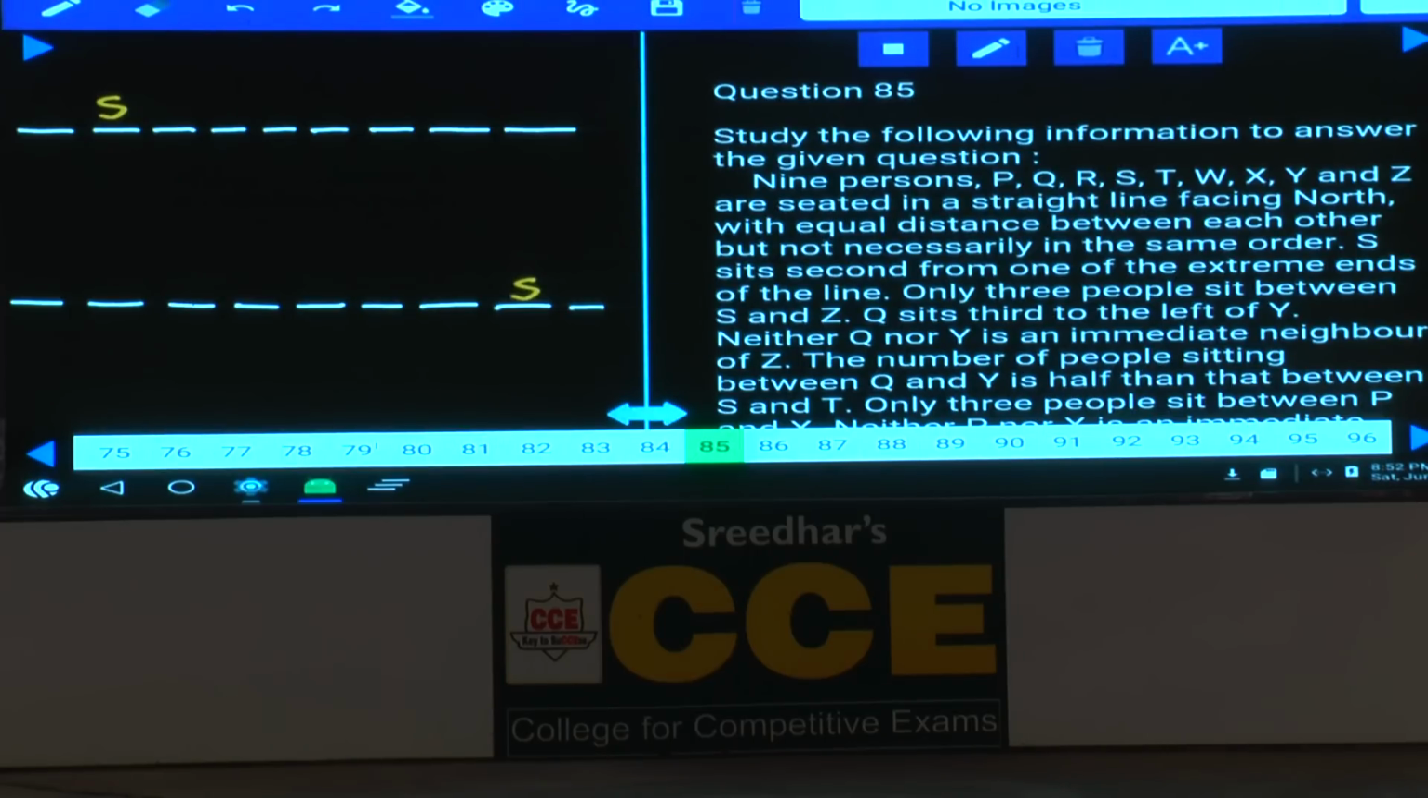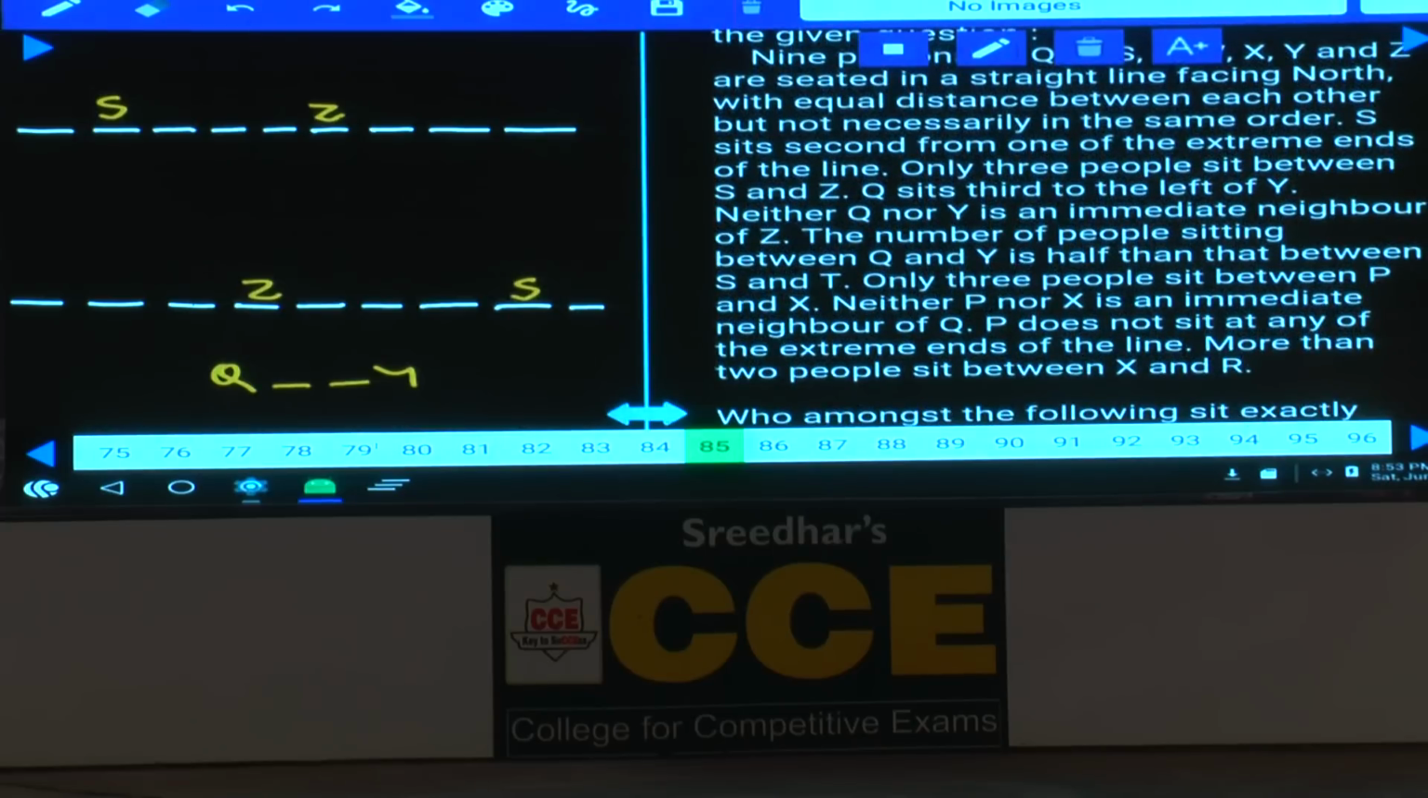Only 3 people between S and Z. Between S and Z there must be exactly 3 people. And Q sits to the left of Y. Neither Q nor Y is an immediate neighbor of Z.